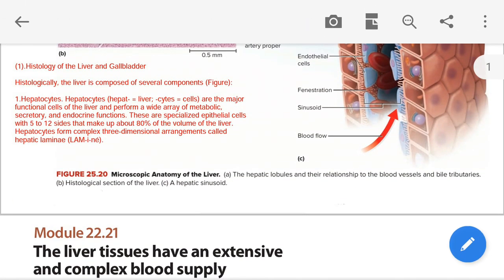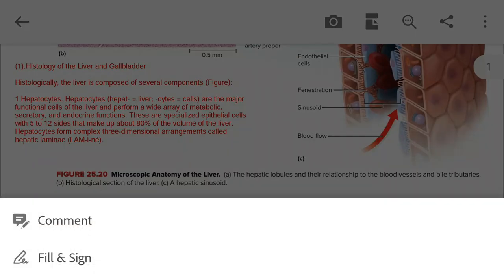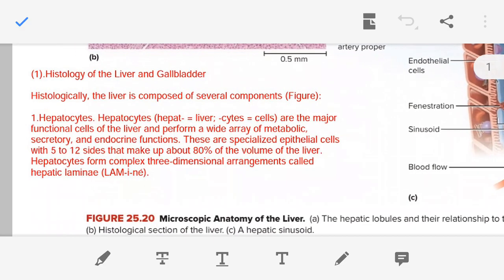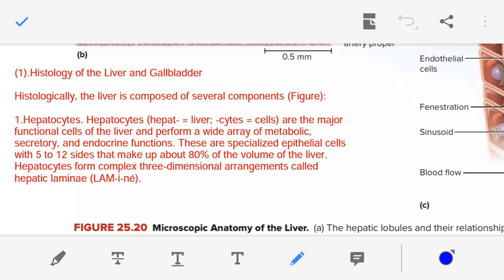This is the first point: histology of the liver. Now, histologically, the liver is made up of many things. Several components are present in the structure of the liver. Now, which are the structures or components of the liver? First, the hepatocyte.